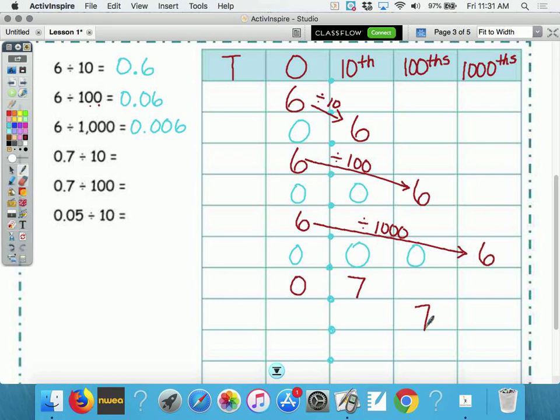Are you watching me? Yes. Then I'll fill in with my 0. Then I'll draw my arrow. And then divided by 10. And you only have to write divided by 10 on the first arrow. So the answer to this is 7 hundredths. And I write it 0.07. Very good.